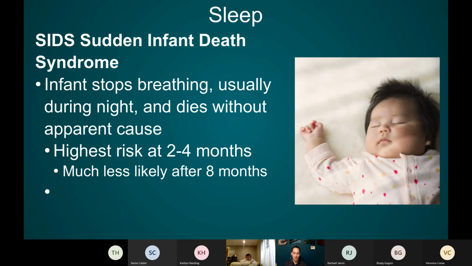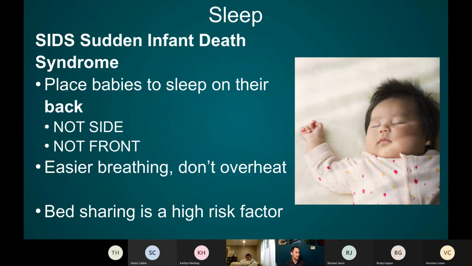So keeping their beds pretty simple, fairly firm, like firmer than you might think for a child. An infant is good. Not having pillows, not having blankets helps reduce these risks. Also, having them sleep on their back rather than their side or front reduces the risk of SIDS. Bed sharing is also a risk factor for SIDS.